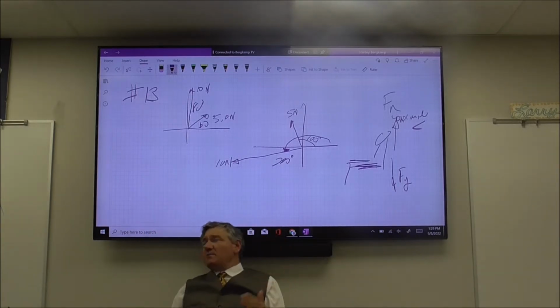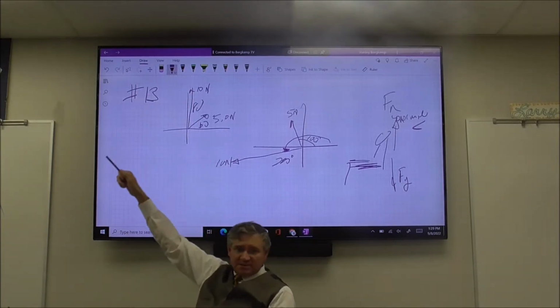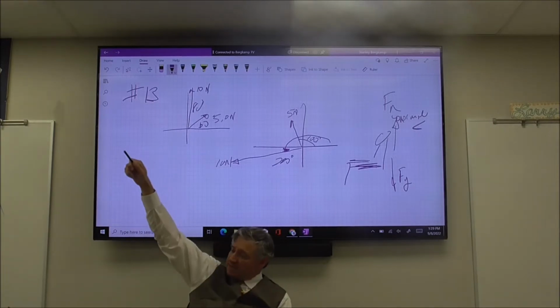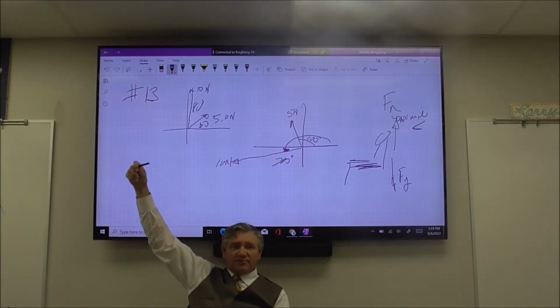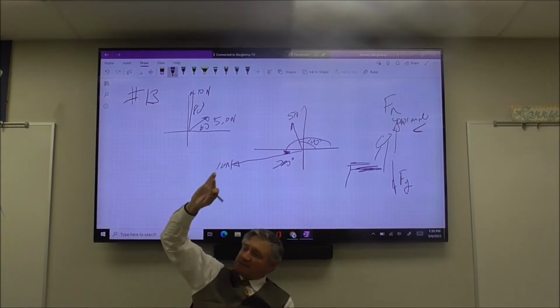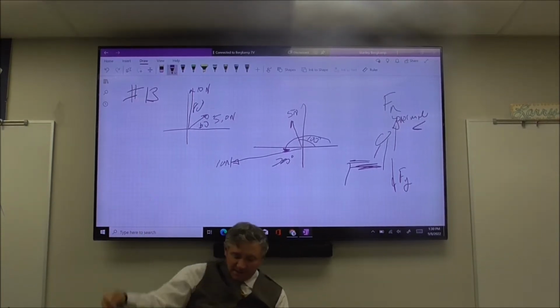Oh, I know that my angle has to be somewhere between 60 and 80, and probably closer to 80 because 80 is the bigger force. Okay? So that's the advantage of drawing that free body diagram.